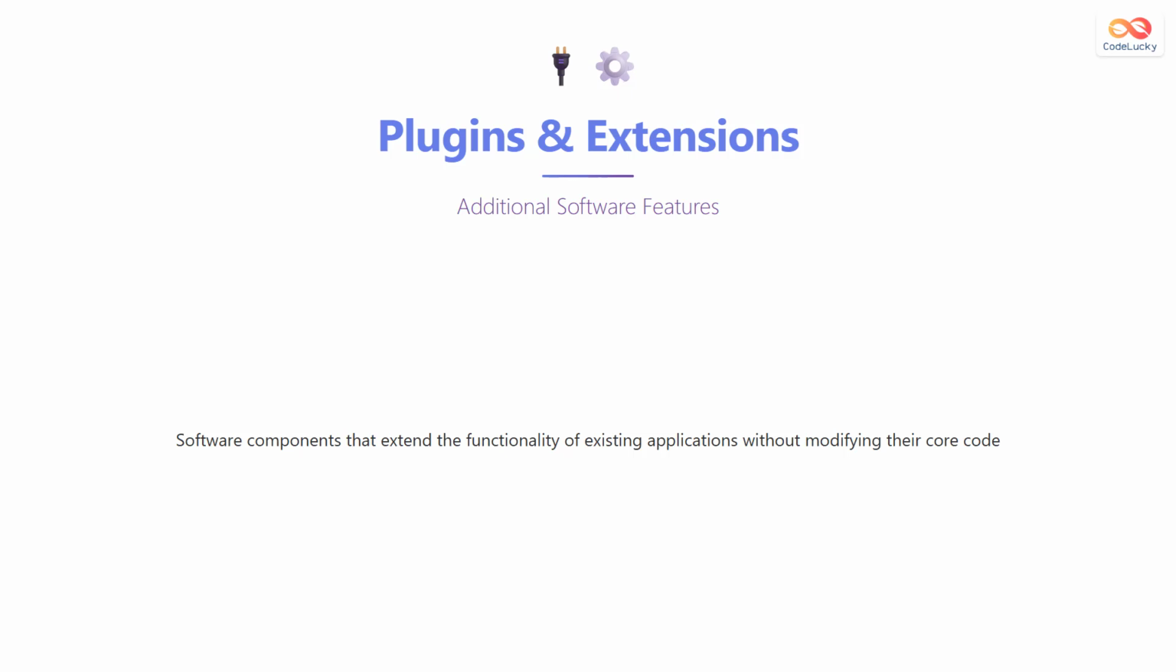Today we will explore plugins and extensions. These are software components that add new features and functionality to existing applications without modifying their core code. Think of them as optional add-ons that make your software do more than it originally could. Plugins and extensions are everywhere in modern software, and understanding them is essential for getting the most out of your tools.